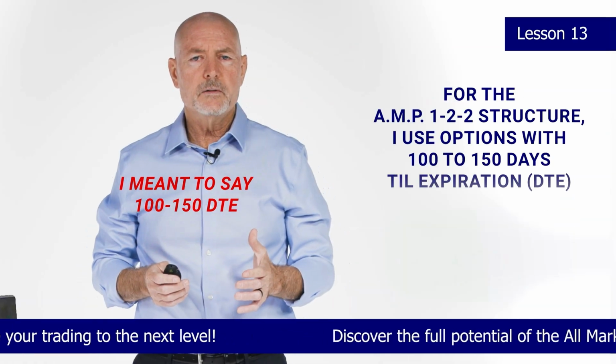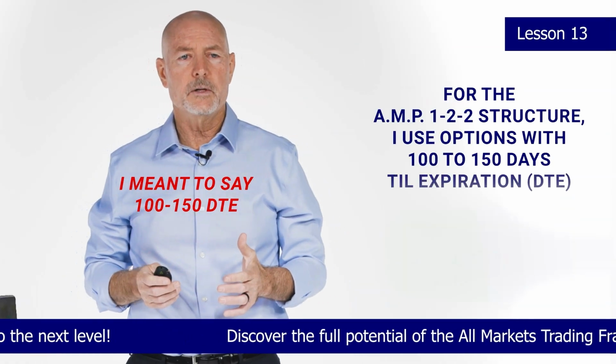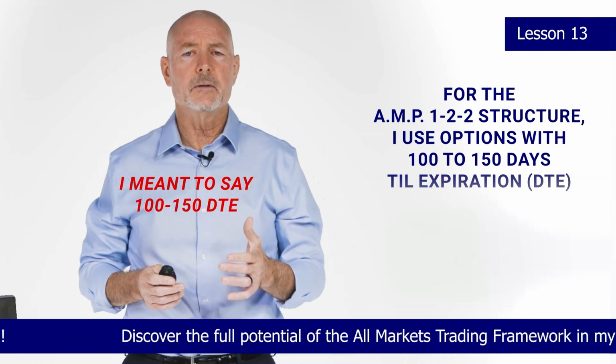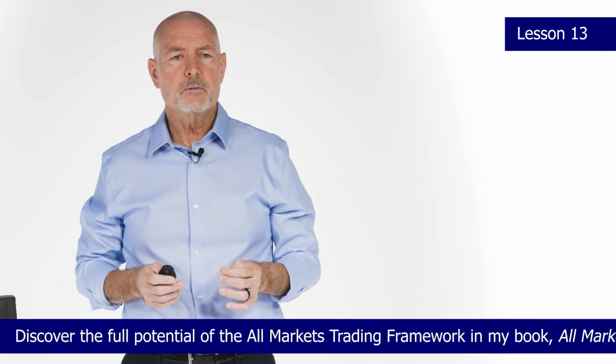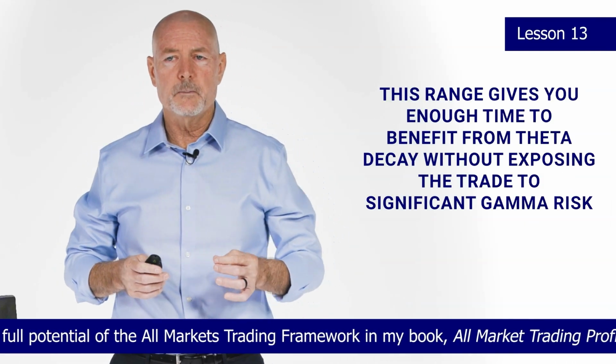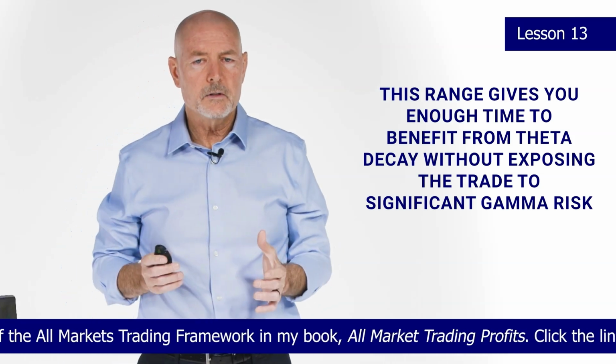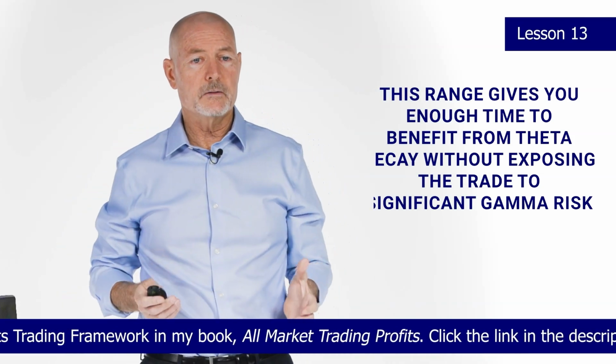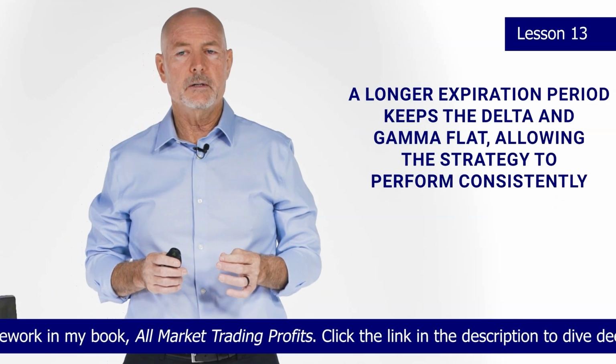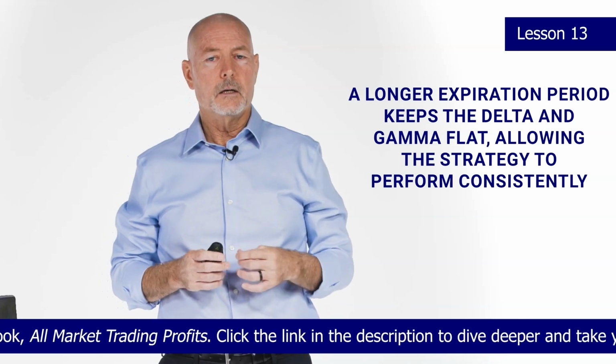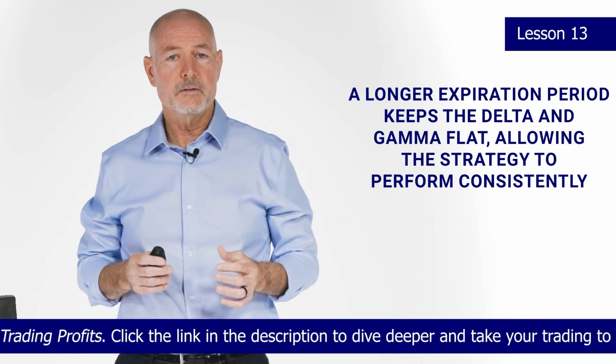For the AMP 122 structure, I use options with 150 to 200 days until expiration. This range gives you enough time to benefit from theta decay without exposing the trade to significant gamma risk. A longer expiration period keeps the delta and gamma flat, allowing the strategy to perform consistently.